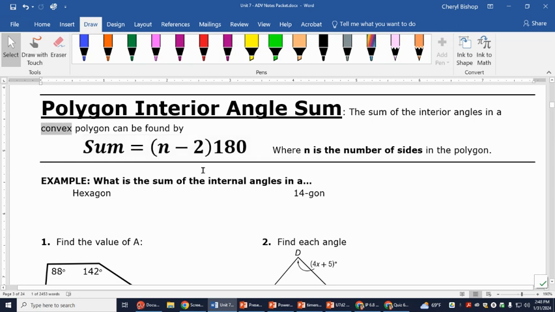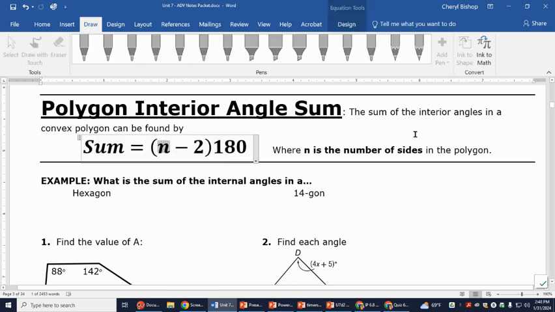The sum can be found using this formula right here. The sum is equal to n minus 2 times 180, where n is the number of sides in the polygon. So if I have 3 sides like a triangle, I'm going to put a 3 in for n, and I'll do 3 minus 2, which is 1, and 1 times 180, there's 180 degrees in a triangle.